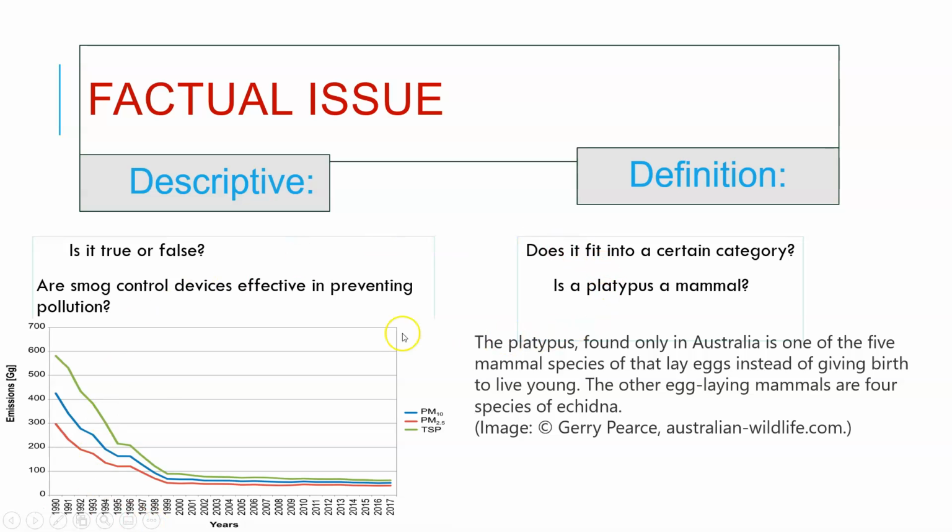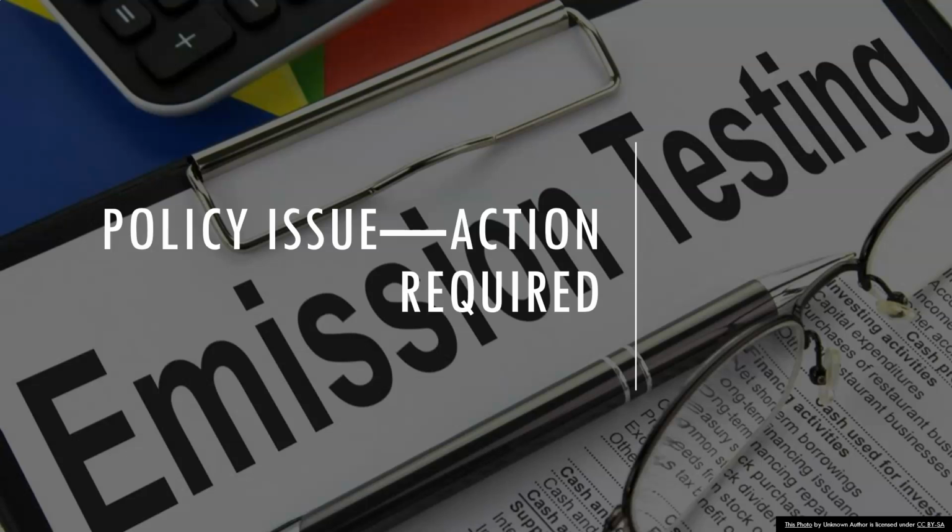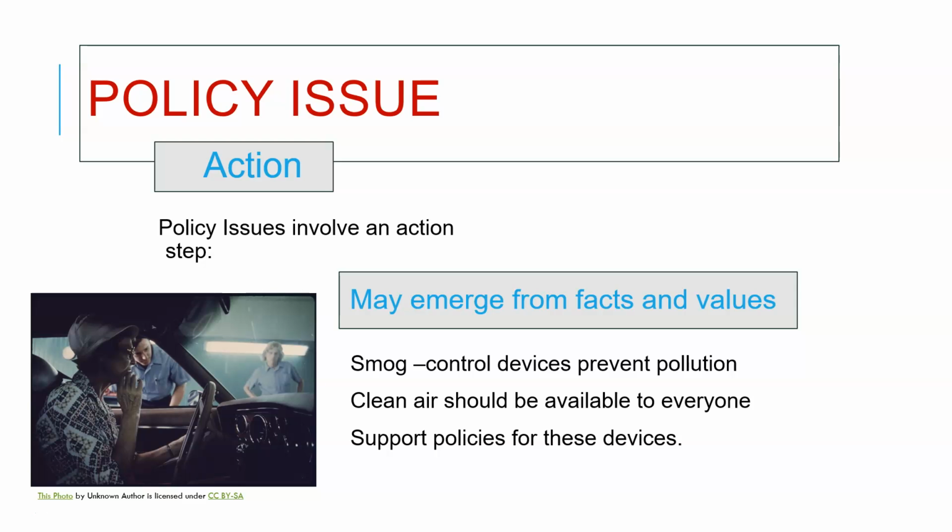So let's go to the next type of issue, our final one, and also the most complicated of all, the policy issue. The policy issue asks for an action to be taken. So the reason why this becomes complicated is because the policy issue involves an action, but it can come from facts and it can also come from values.